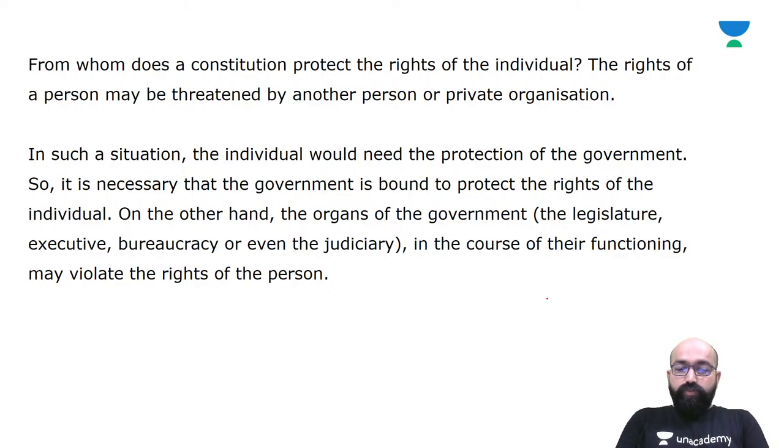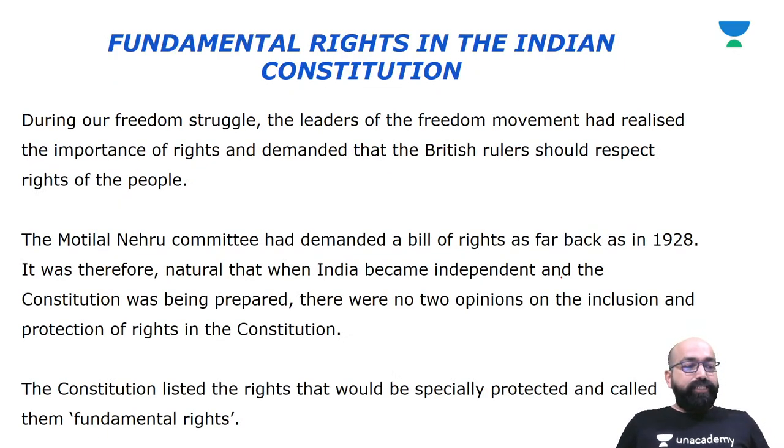Now, from whom does the constitution protect the rights of the individual? The rights of a person may be threatened by another person or private organization. So in such a situation, the individual would need the protection of the government. It is necessary that the government is bound to protect the rights of the individual. On the other hand, the organs of the government, that is the legislature, executive, bureaucracy, or even the judiciary, in the course of their functioning, may violate the rights of the person. So, the constitution talks about all these remedies and ensures that a person or citizen will enjoy their rights in a democratic system.